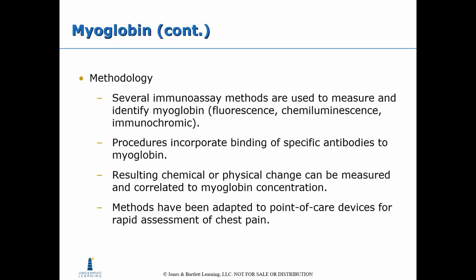There are several immunoassay methods that are used to measure and identify myoglobin: fluorescence, chemiluminescence, immunochromic. The procedures incorporate the binding of specific antibodies to myoglobin. The resulting chemical or physical change can be measured and correlated to myoglobin concentration. The methods have been adapted to point-of-care devices for rapid assessment of chest pain.